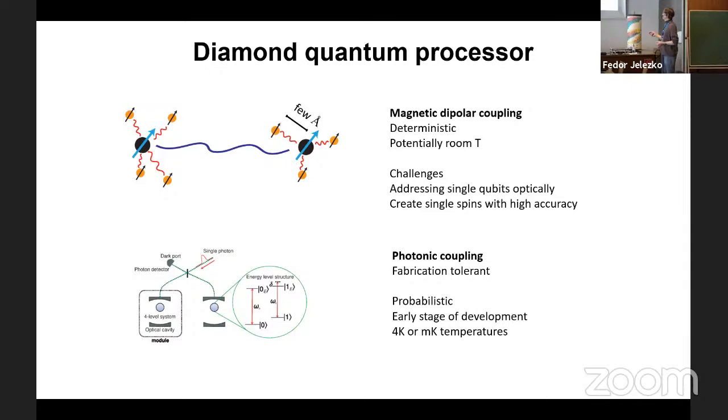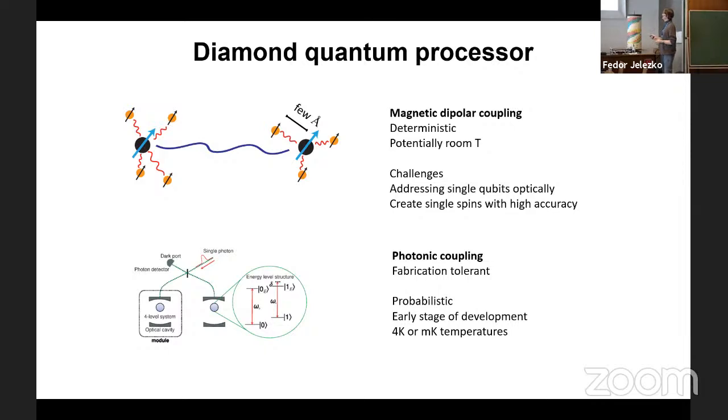Photonic coupling is very fabrication tolerant. So you might have very low yield of fabrication of your devices, but you can select the best one. This is done in conventional semiconductor industries. When you fabricate transistors, you sometimes discard not working ones. And so here you can do it in a much higher threshold way. And in this sense, it's very fabrication tolerant technology.